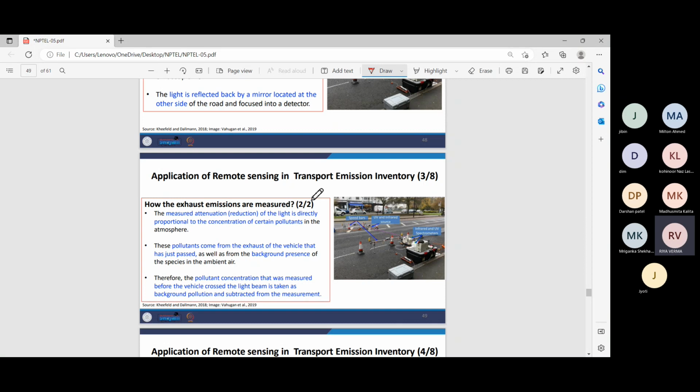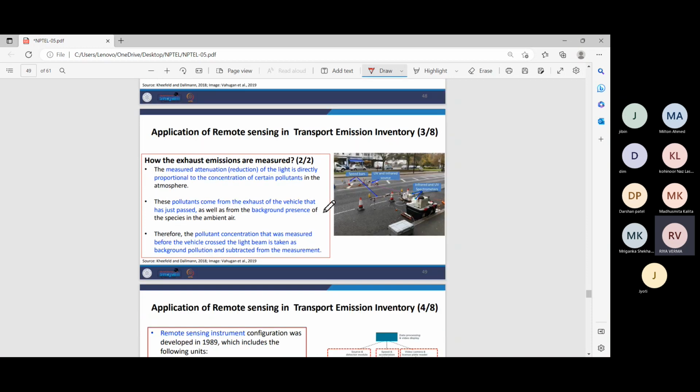So, for accuracy purposes, we take the pollutant concentration that was measured before the vehicle crossed, and then we have the pollutant concentration after the vehicle has crossed. When we subtract both of them, we get the total amount of emission that is being generated from the vehicle.